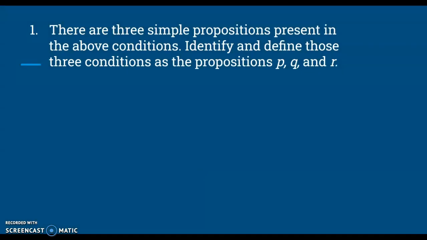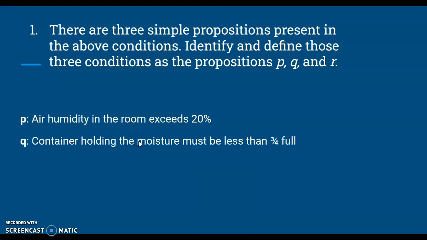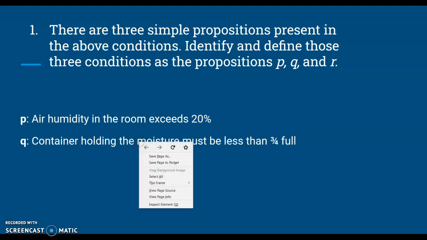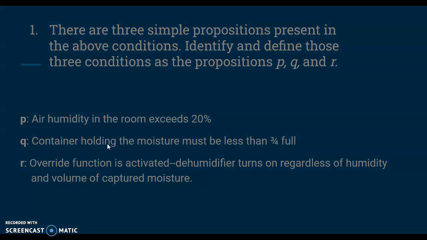From here, we can determine three simple propositions represented by P, Q, and R. P, the air humidity in the room exceeds 20%. Q, in regards to the container with the moisture. And R, being the override button.